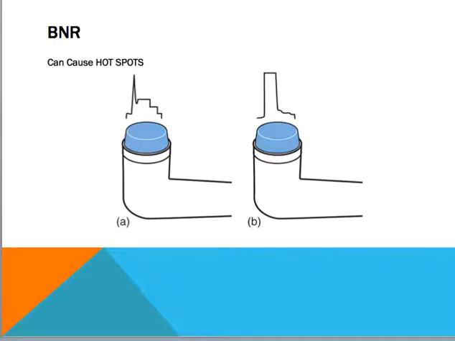A brief note on BNR, the beam non-uniformity ratio. Again, it can cause hot spots. So what we'd like is a flat line all the way across here and not areas where it's spiking and we have a big intensity of ultrasound here. B is a better picture, although ideal would be if that line was clear across and it was the same intensity throughout the whole ultrasound head.